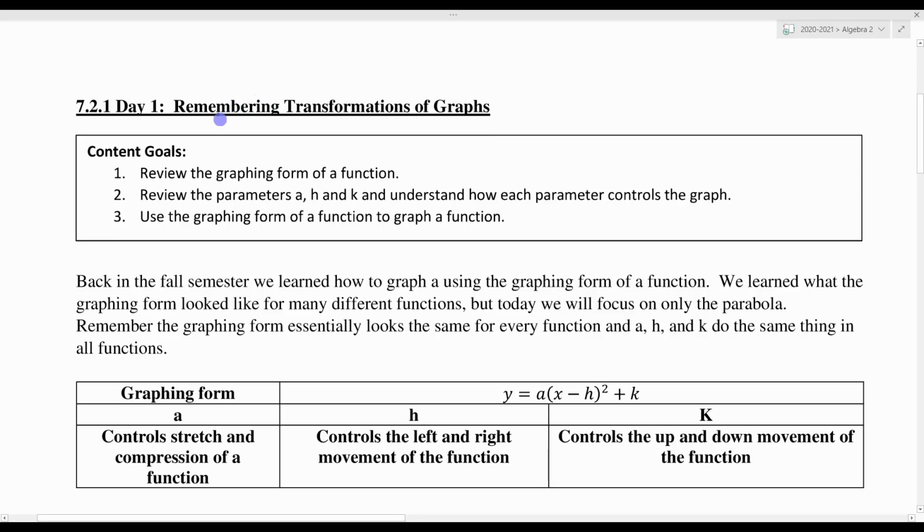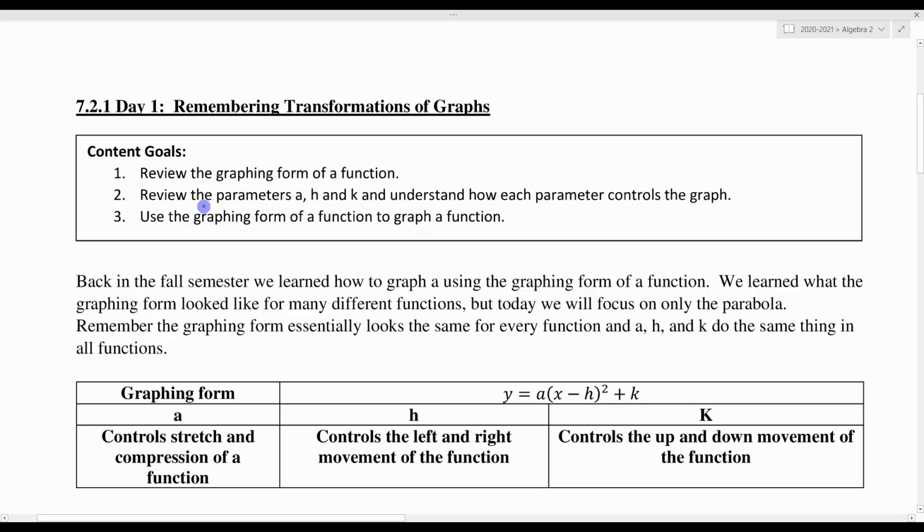Today we're going to be talking about remembering transformations of graphs. Way back in the fall semester we learned how to take several different types of graphs and move them around, moving them up and down, left and right, stretching them, compressing them, and reflecting them as well. So we're going to review how to do that by looking at the graphing form of a function, and then we're going to review the parameters a, h, and k and understand how each of those parameters controls the graph. And then we're going to use the graphing form of a function to graph a function.